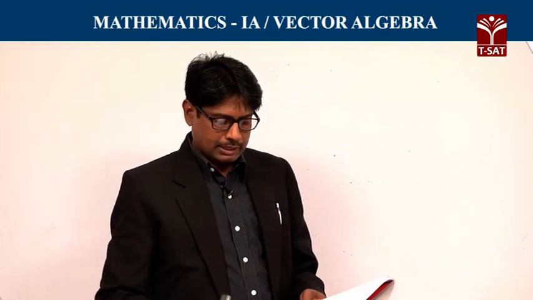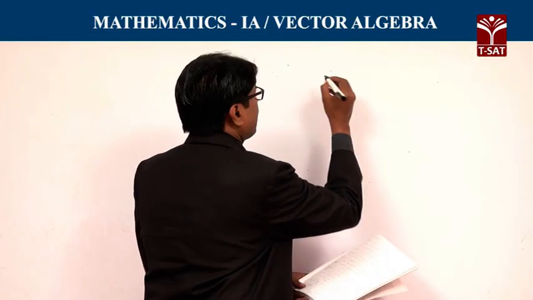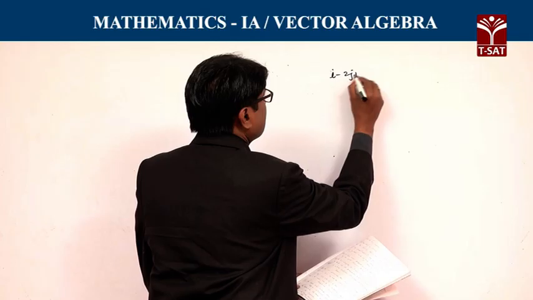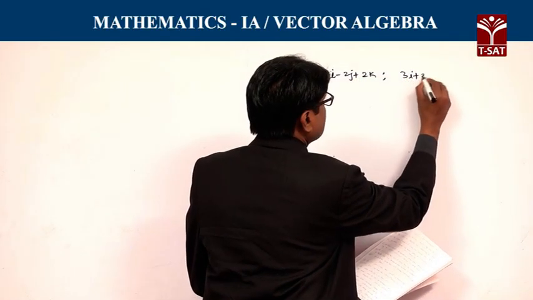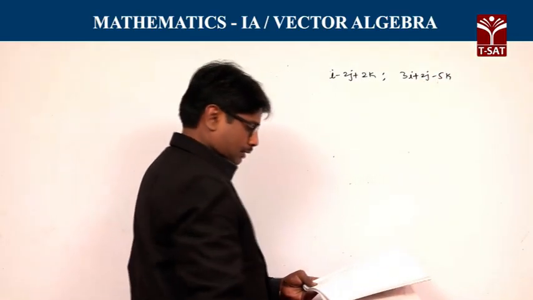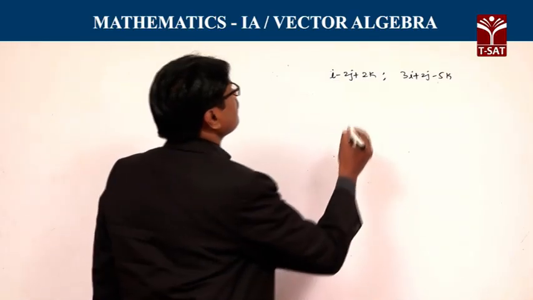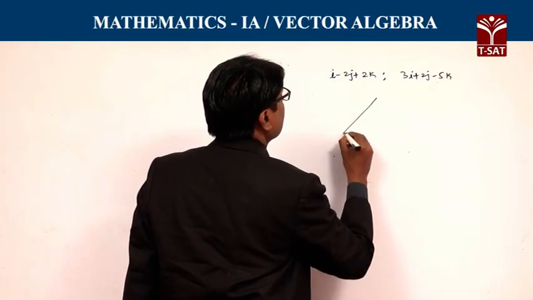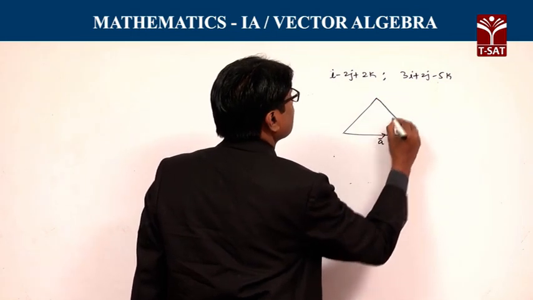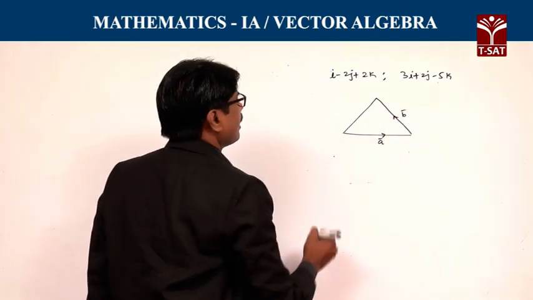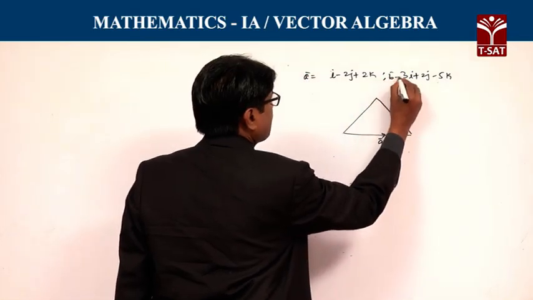If the adjacent sides of a triangle are given by i bar minus 2j bar plus 2k bar and 3i bar plus 2j bar minus 5k bar, these two are the adjacent sides of a triangle, then find the area. So if a bar and b bar are the adjacent sides of a triangle, then for the area of this triangle, the first vector we take as a bar and the second vector will be b bar.